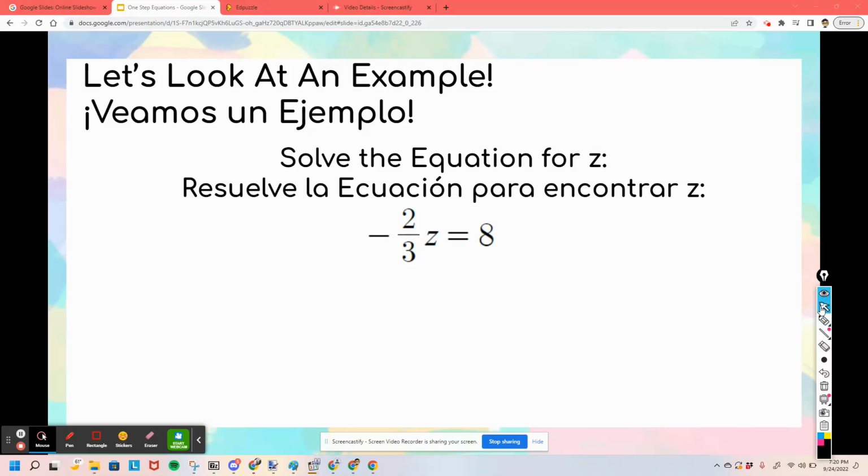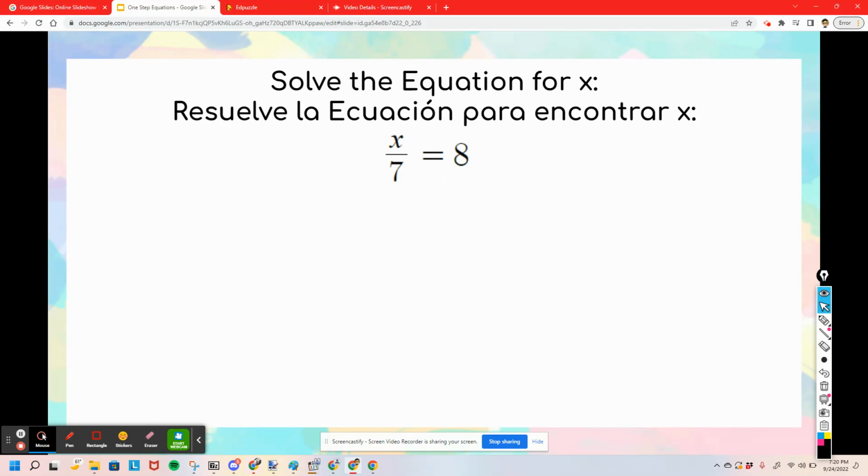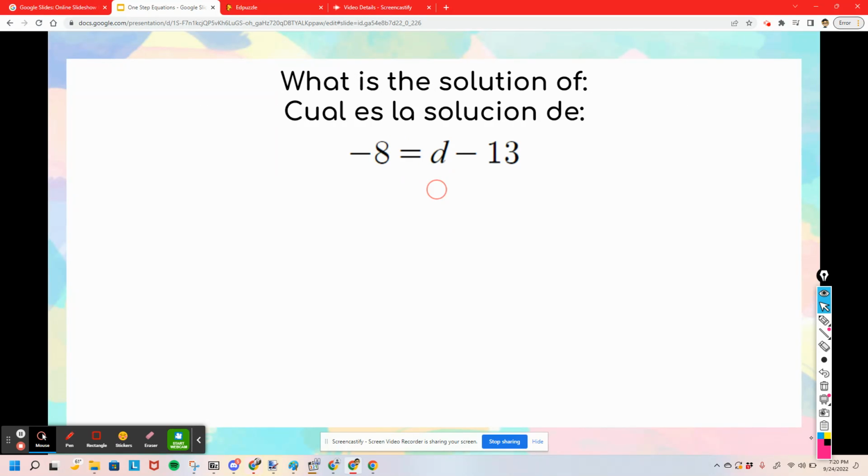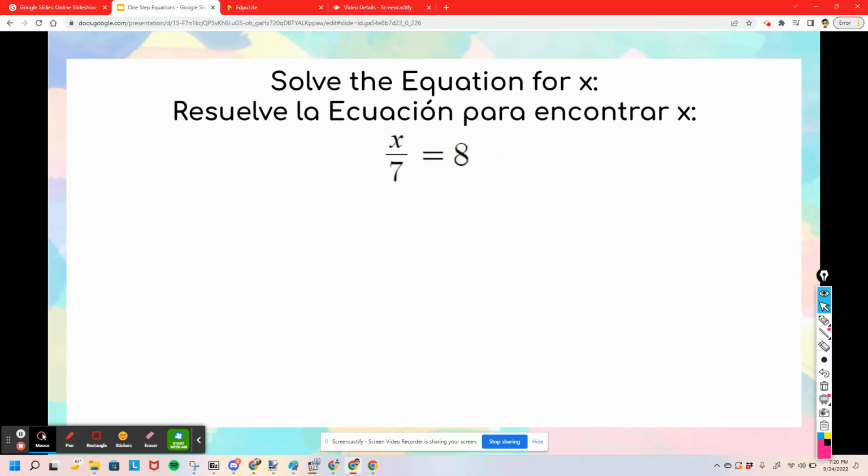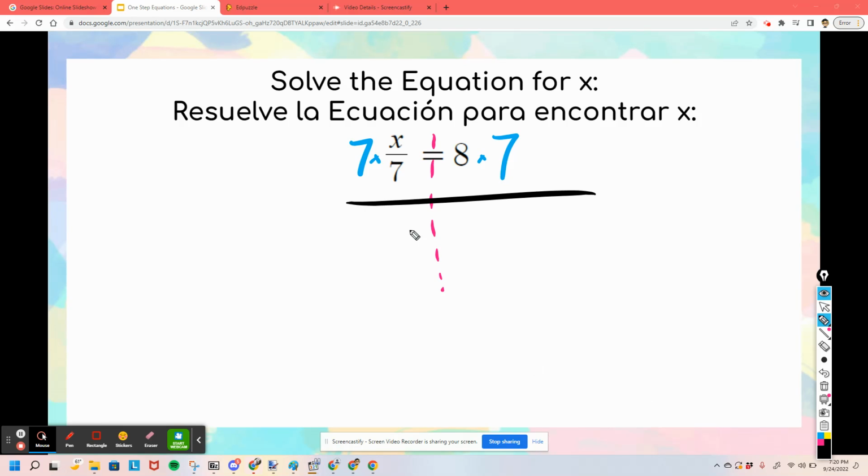I'm going to show you another one. So we have division here, right? We set up our line. Opposite of division is multiplication, so I am going to multiply both sides by 7. When I do so, I get x equals 56.